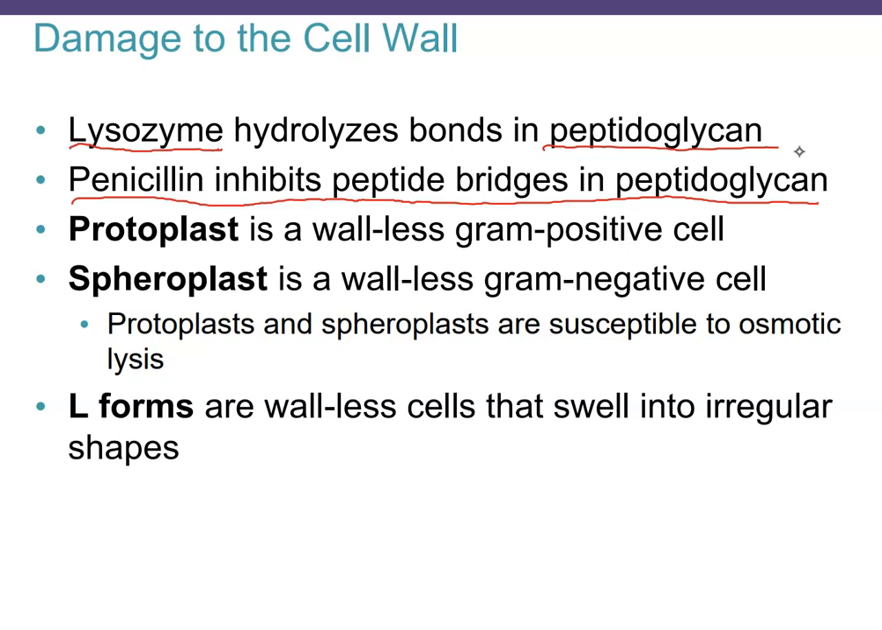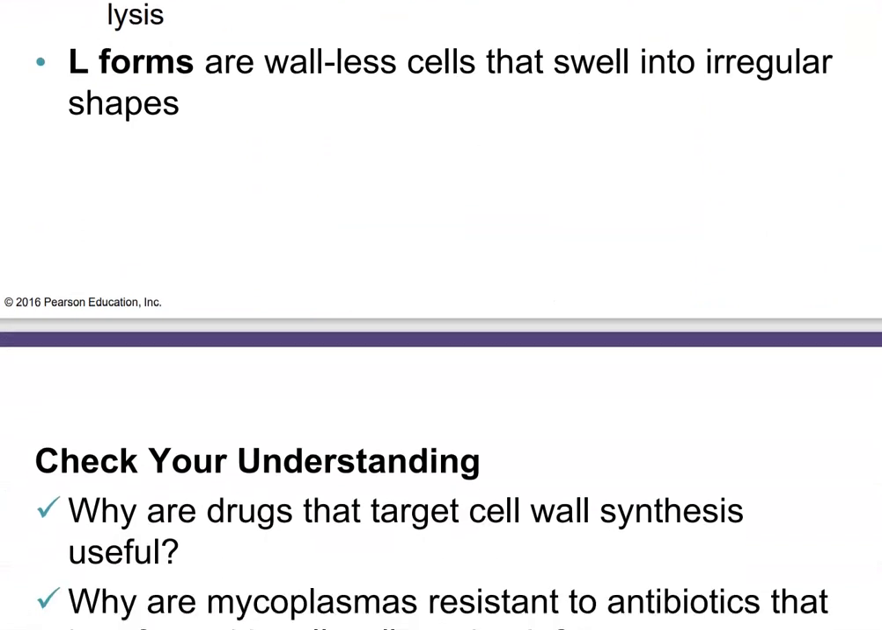Another term you should know is protoplast. These are gram-positive cells that have lost their cell wall. In general, we call something a protoplast if you have digested away the cell wall, and now the only thing that's left is a plasma membrane. So they're very fragile. They've lost their cell walls. And then something not that important, spheroplasts, the wall-less gram-negative cells, and then L forms, also not that important for you guys, wall-less cells that swell into irregular shapes. But this is it. This is all I have on cell walls.